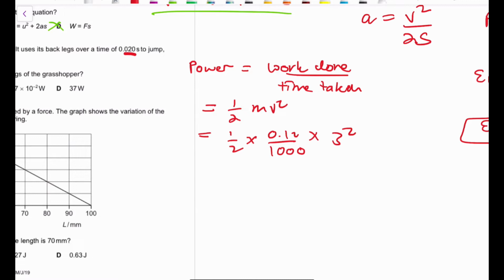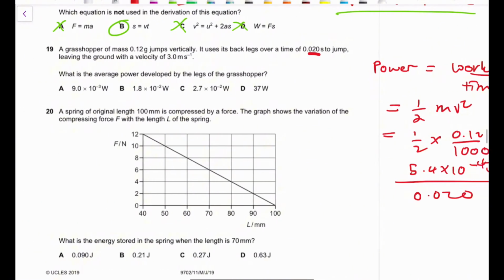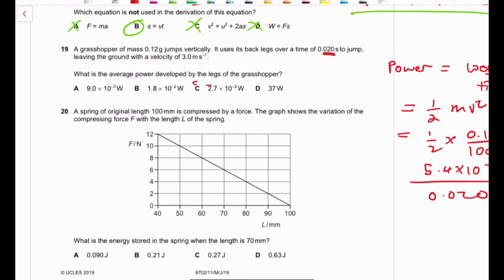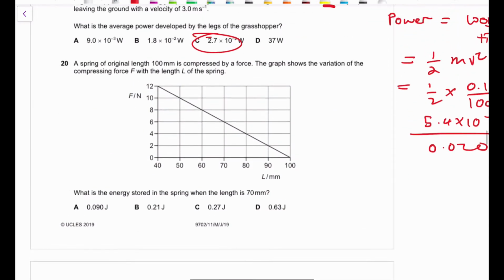Multiplied by 3 squared, it's going to give us a value of 5.4 times 10 to the power of negative 4 joules. Divided by the time taken, which is 0.020, it's going to give us an answer of 0.27, right? Which is basically going to be C. So 19, the answer is C. Move on to question 20.